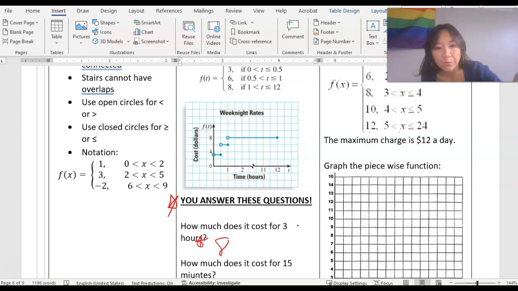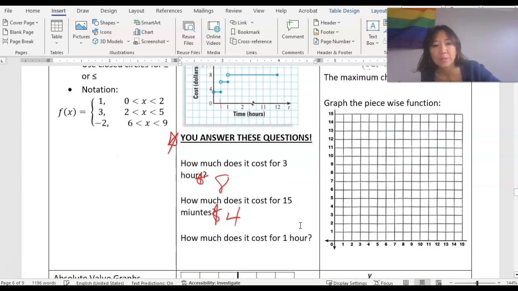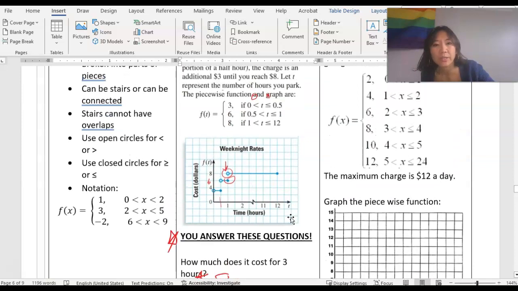How much does it cost for 15 minutes? Well, anything before 30 minutes is going to be $4. And then it says, how much does it cost for 1 hour? So 1 hour is tricky because there's 2 places here, but this is open, so it's going to be this one here, which is $6. And you can double check here, less than or equal to 1, 6.